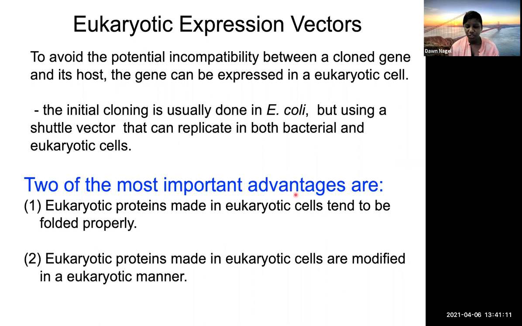So two of the more important advantages are, again, eukaryotic proteins made in eukaryotic cells tend to be folded properly, because you will see later on as we talk about translation and post-translational modification. Protein folding is incredibly important for function. And eukaryotic proteins made in eukaryotic cells are also modified in a eukaryotic manner, because that's really important for the gene function, for it to be able to be modified the right way.